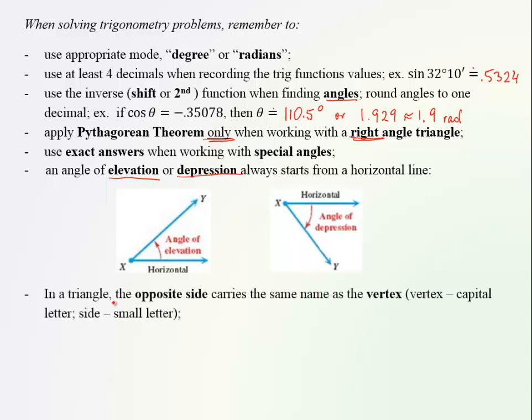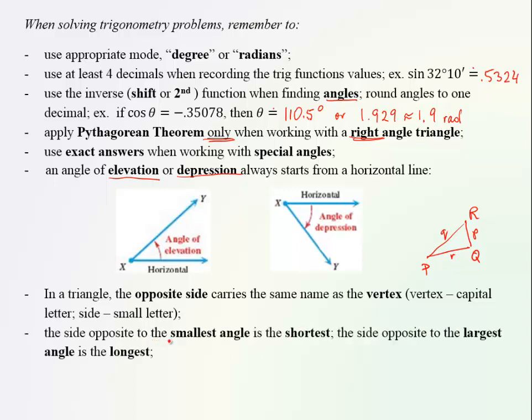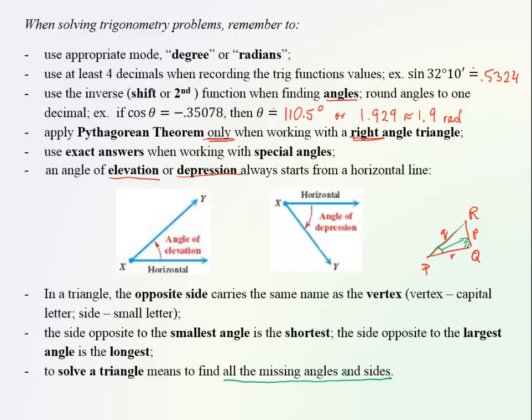As a matter of notation, in a triangle, opposite side carries the same name as the vertex. For example, if I have triangle PQR, then the opposite to P is called P, but it will use small letter. So side will be marked by small letter and vertices usually by capital letters. So this will be Q, that will be R. Also, the side that is opposite to smallest angle is shortest. So for example, this is the smallest angle, that's the shortest side. And the side that is opposite to the largest angle is the longest. To solve a triangle means to find all missing angles and sides. So whatever is not given, we need to find.